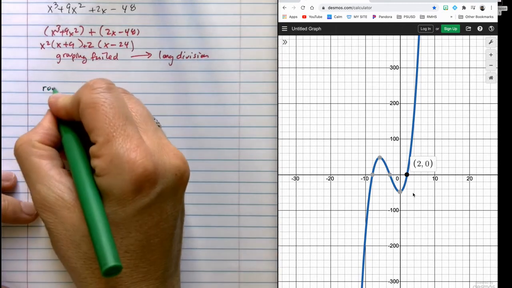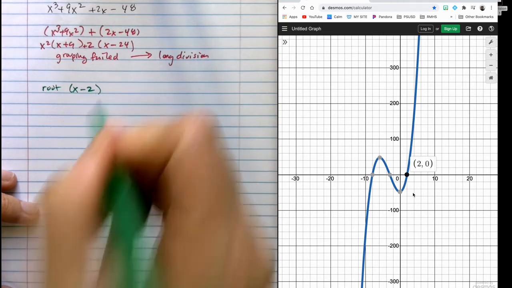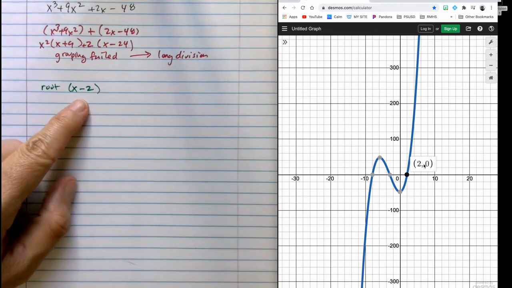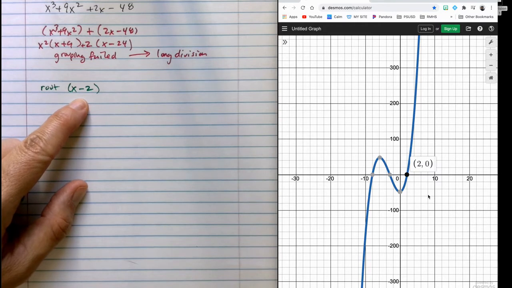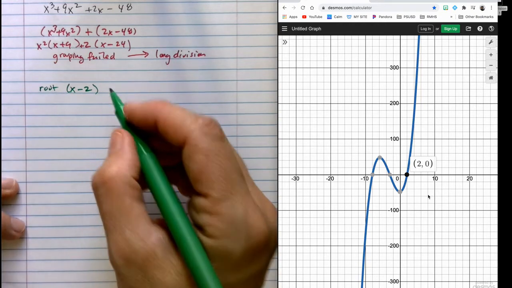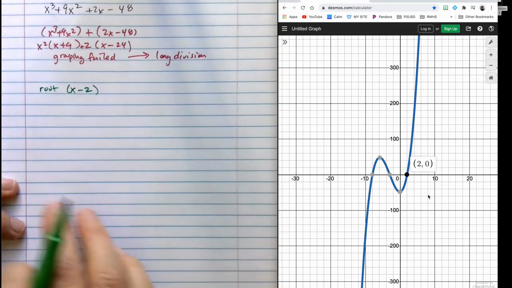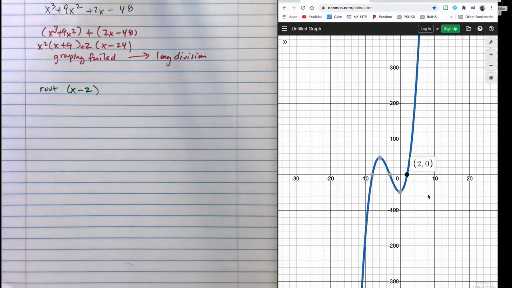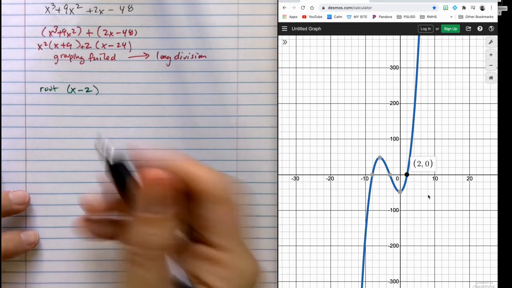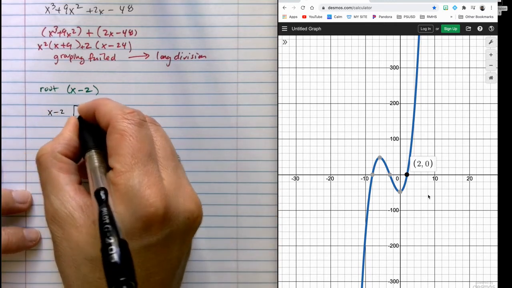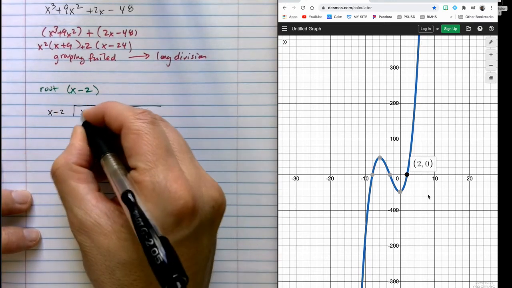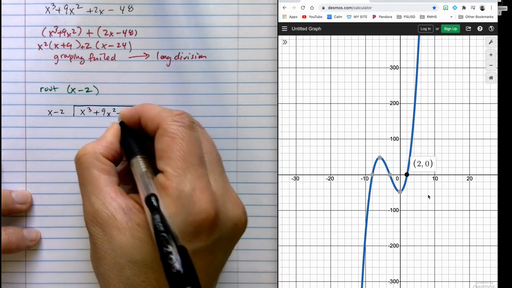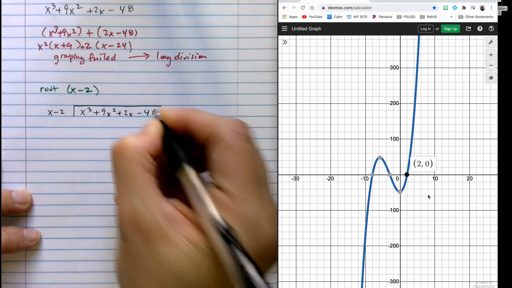So we know that one root is going to be x minus 2. Now notice I'm doing the opposite sign of what's in the graph, remember? Because we're trying to break it down into factored form, so the signs are going to be opposite of what we see. So now what we're trying to figure out is what's the rest of this polynomial look like? So we're going to use long division now to figure that out. So remember, your root goes on the outside. You're going to put down the entire polynomial nice and neatly under the long division box.